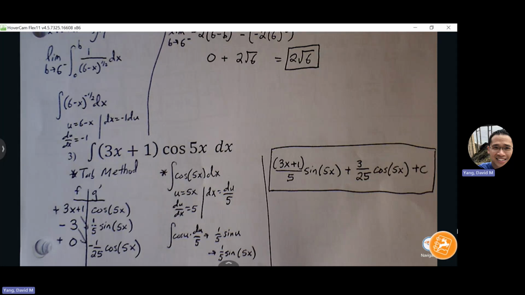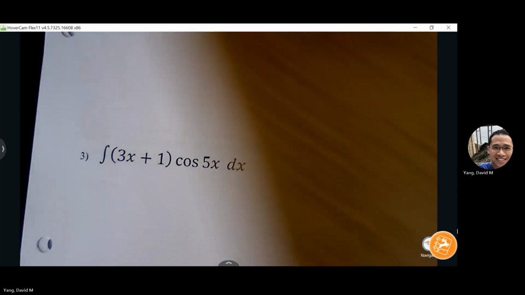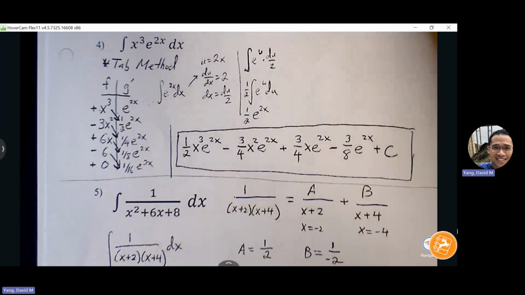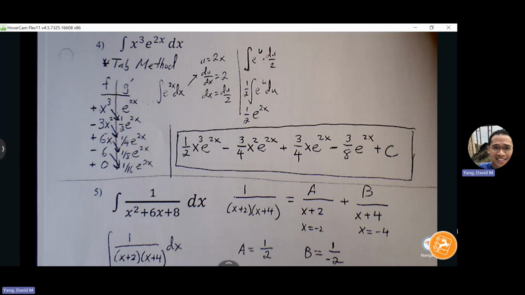Okay, number 4, though, we definitely should use what? That, right? That x cubed is going to require multiple integration by parts. So number 3 is not necessary to do tab method, but number 4, you really save a lot of time using tab method. But again, we have to be careful with that u substitution that is causing a coefficient to come out of the antiderivative each time we do the integral of e to the 2x.